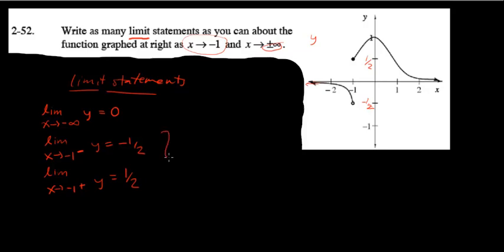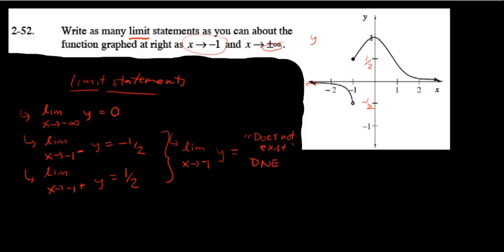So what do these tell us about the limit as x approaches -1? Well, because the left and right sides give different limits, we know that this limit does not exist. The way you write does not exist in shorthand is just DNE, which just means no limit or does not exist. Okay? So we want to have this one, this one, these two, and this one. We want to write as many as we can.